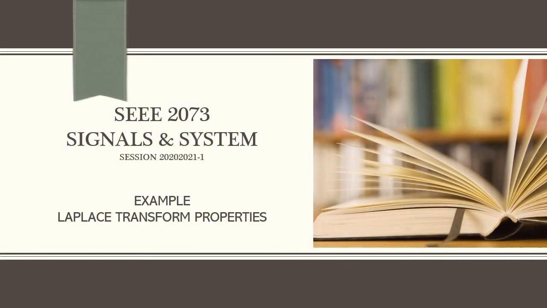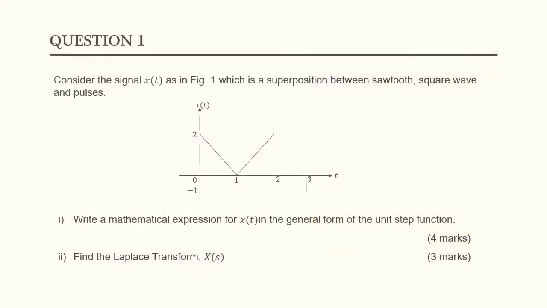So today we are going to discuss some examples on the first part of the fourth chapter, Laplace transform properties. Okay, let's read the first question. Given a signal as in figure 1, which is a superposition of sawtooth, square wave and pulses. For the first part, you need to write the mathematical expression for x(t) in the general form of the unit step function.